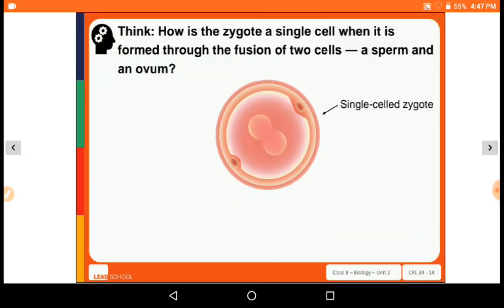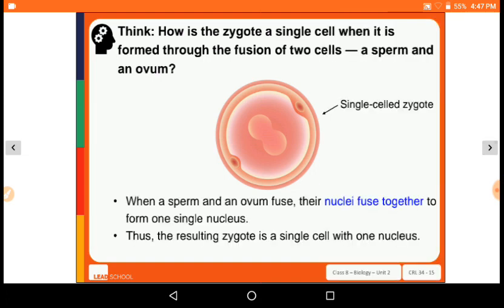Now, how is the zygote a single cell when it is formed through the fusion of two cells, a sperm and an ovum? When the sperm and ovum fuse, their nuclei fuse together to form one single nucleus. Thus, the resulting zygote is a single cell with one nucleus.